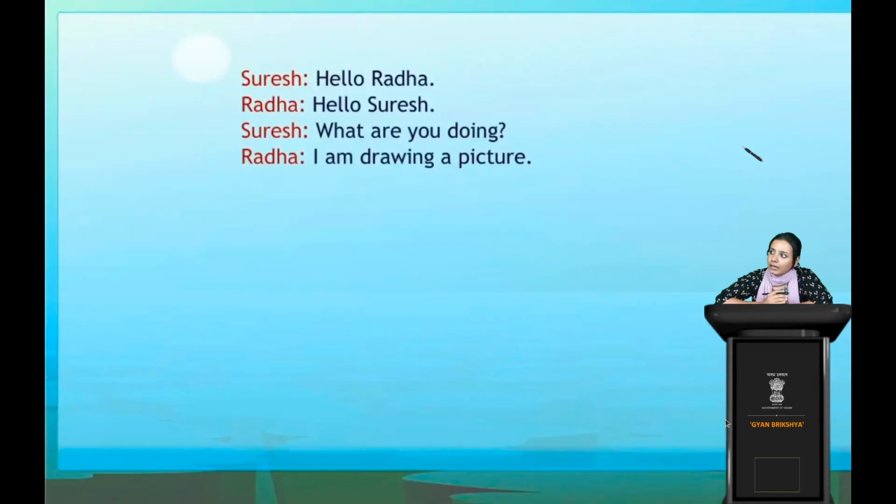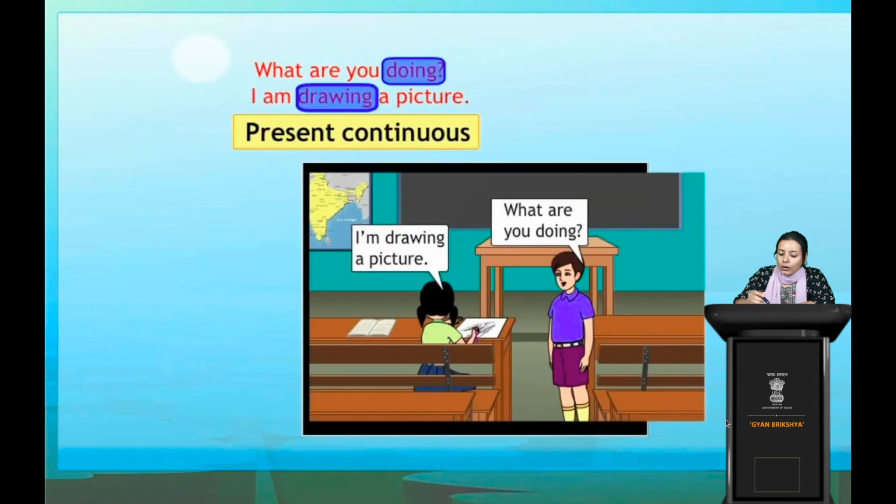Suresh, Radha, then hello, like the conversation we have just noticed. Have you noticed one thing, that here is drawing, doing? So let's see what it indicates. Okay, so you see that it's what? It's present continuous tense. So am, are, is, this is a kind of present tense, right students?